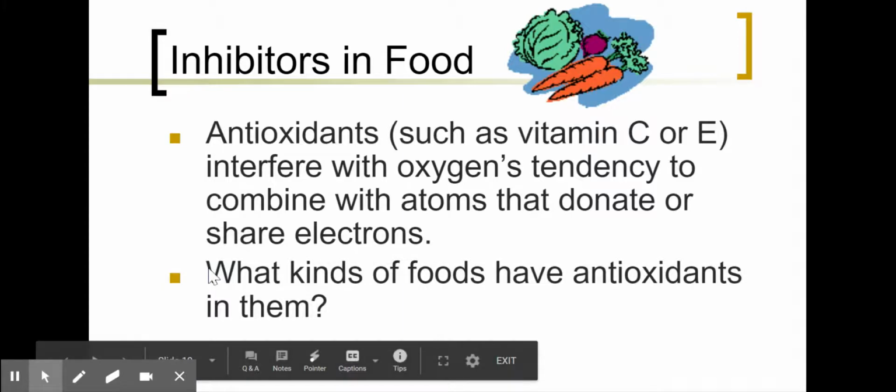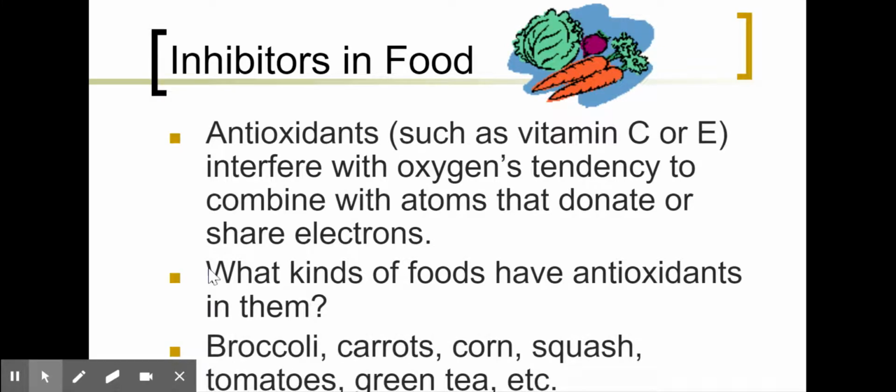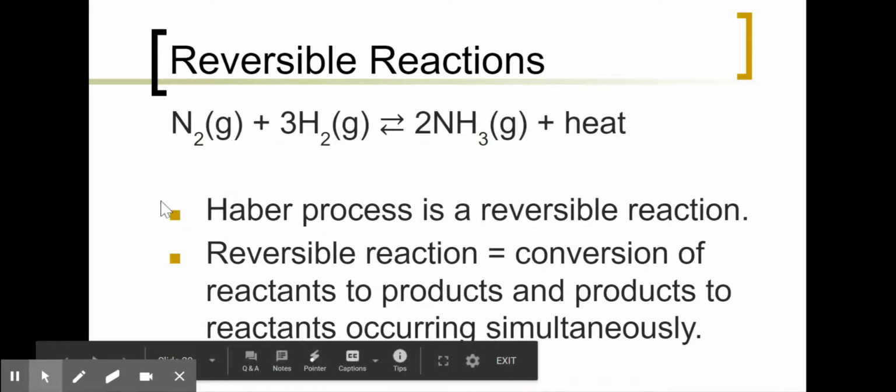The kinds of foods that have antioxidants in them are usually the things that don't taste as good. But broccoli, carrots, corn, squash, tomatoes, green tea, coffee, etc. Some of those taste good to me, obviously, but they're vegetables and fruits and things that can help us. So that's the inhibitor itself.